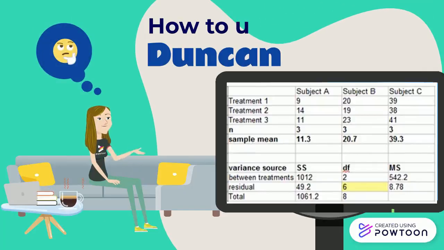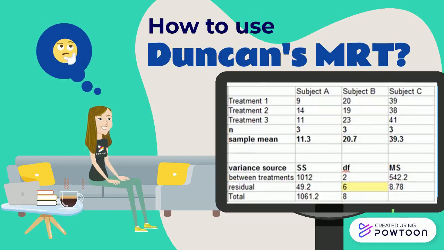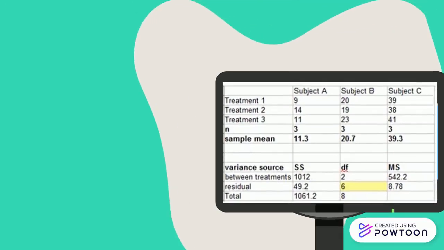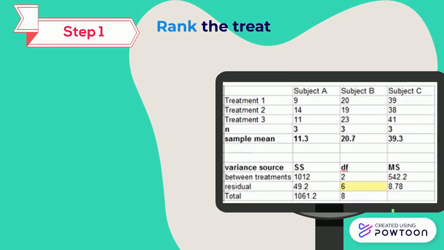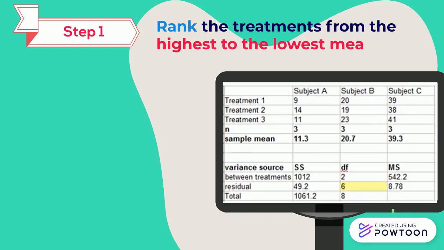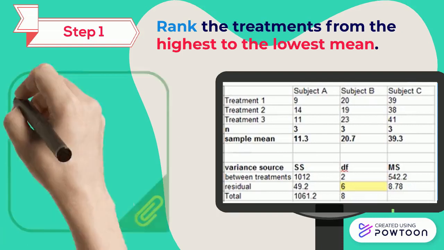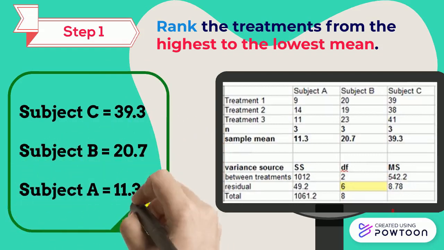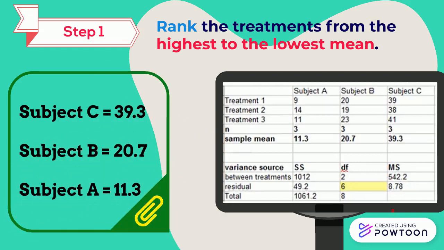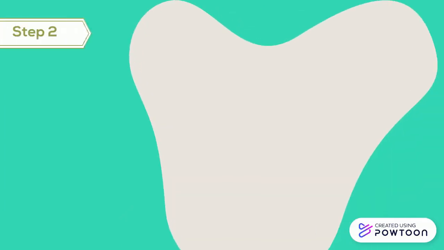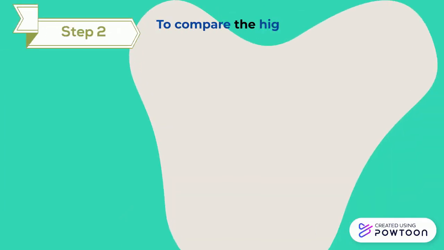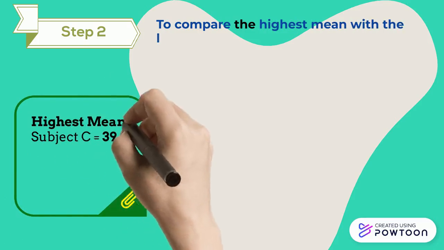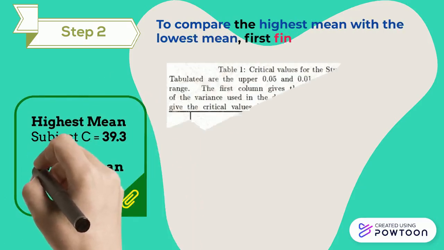We're going to calculate the MRT for the following output. Step 1 is to rank the treatments from highest to lowest mean. For this set of data, the means in order are 39.3, 20.7, and 11.3.